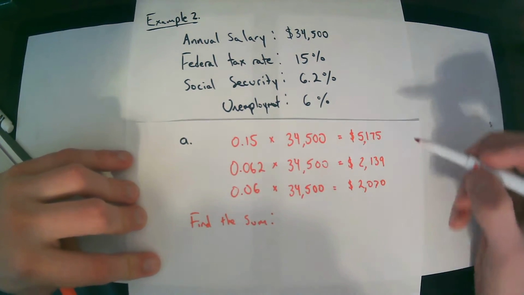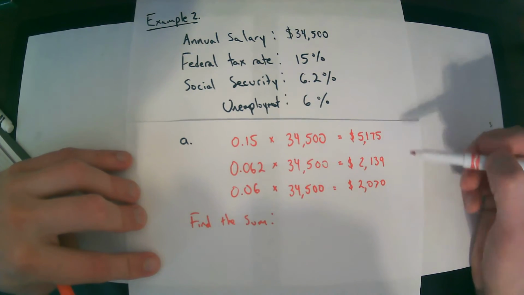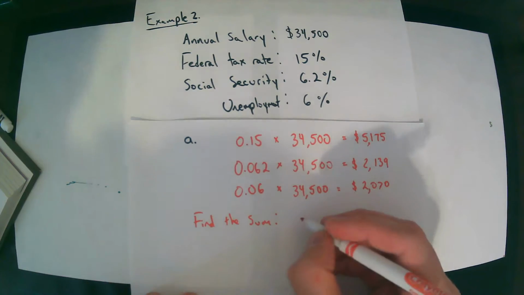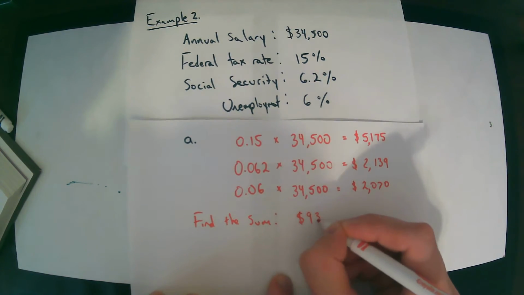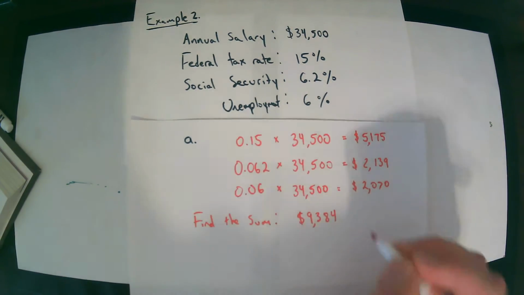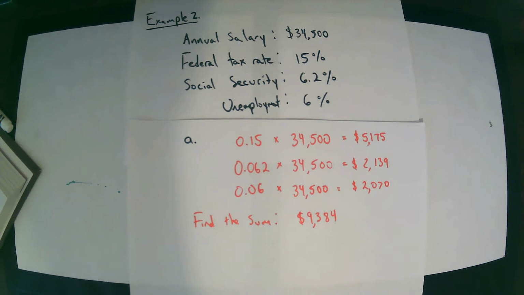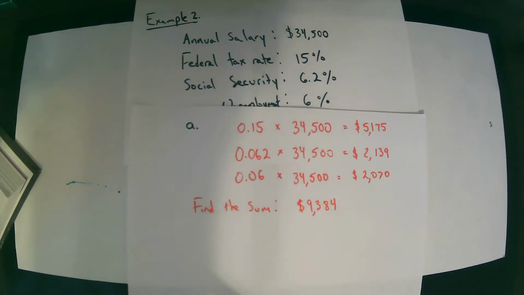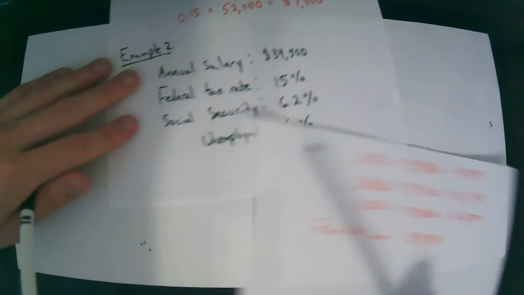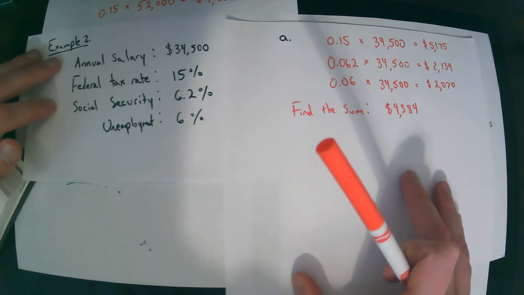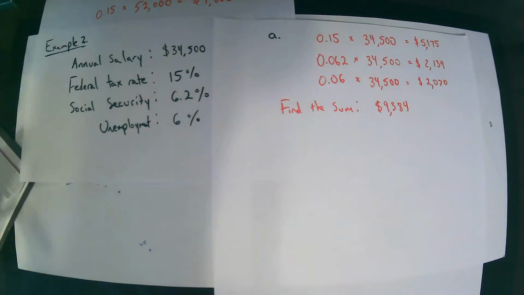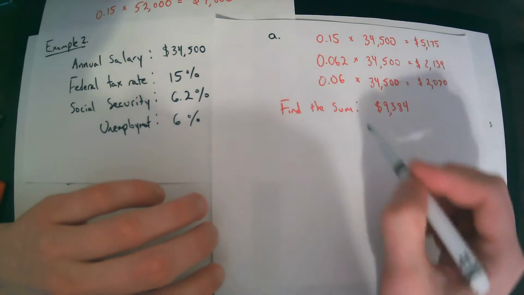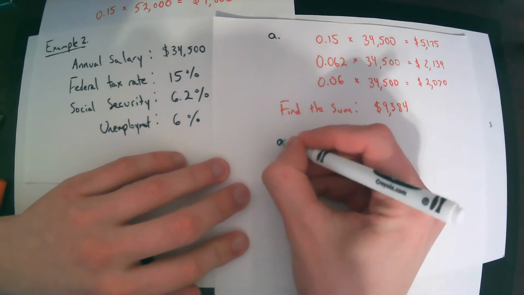We're going to say 5,175 plus 2,139 plus 2,070, getting 9,384. Just as an extra question, what is this as a percentage? So I'll call this part A prime.